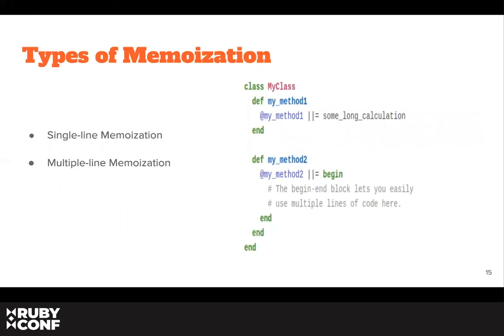There are effectively two types of memoization when it comes to Rails applications: single line, and the more complex form, multiple line memoization. They both have the same concept, and we can implement them using the same conditional operator. The only difference between the two types is that multi-line logic is wrapped in a begin and end block. This is the only difference between these two.